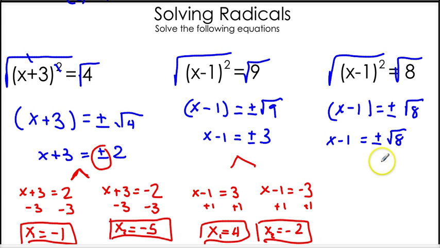You can't change anything here, but you still split it. Okay? So you get x minus 1 is equal to square root of 8, and that's your first one. And you get x minus 1 is equal to negative square root 8.